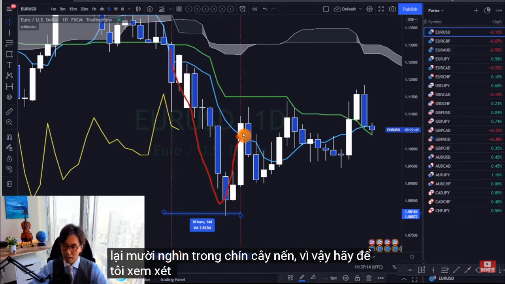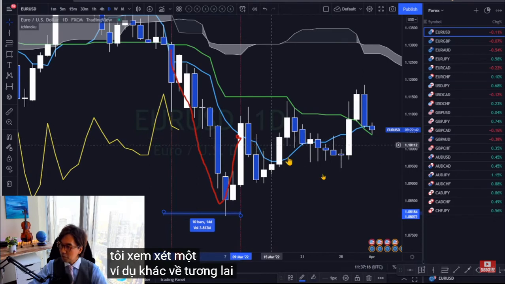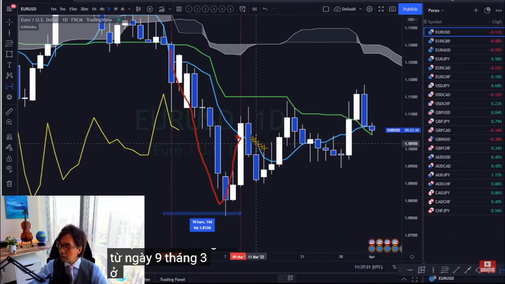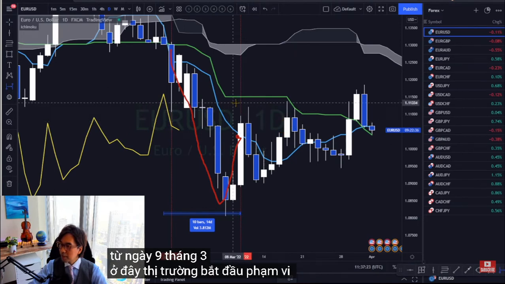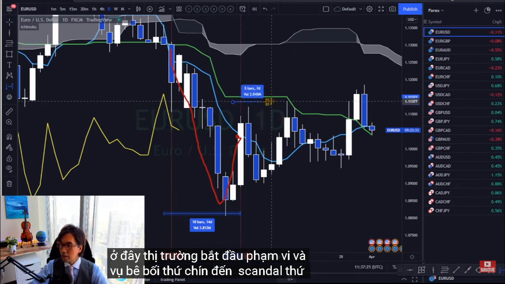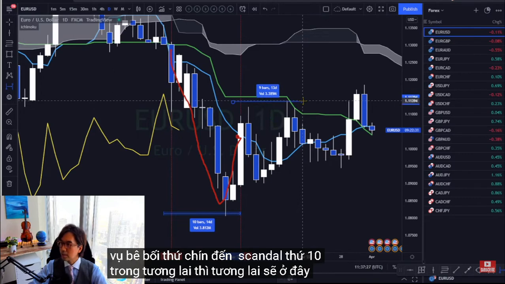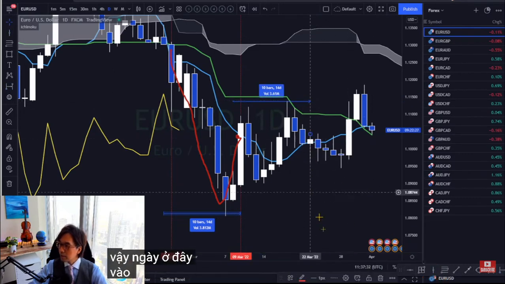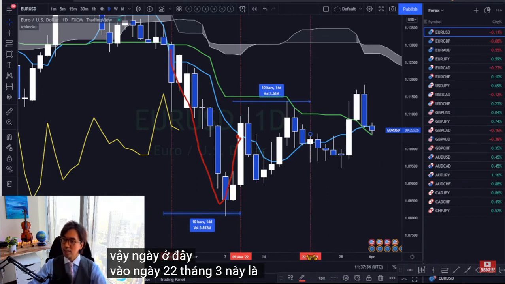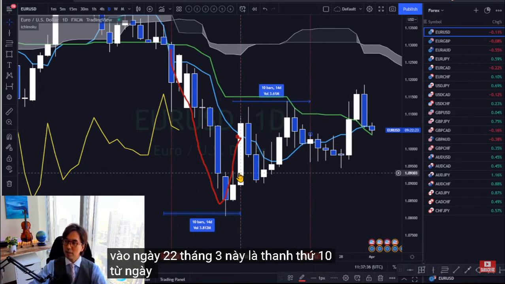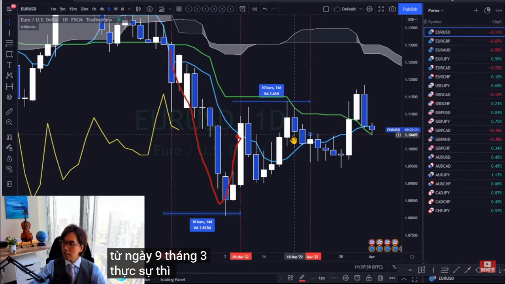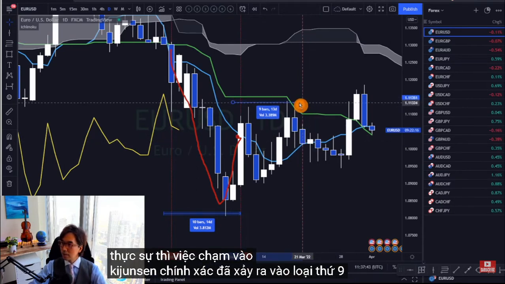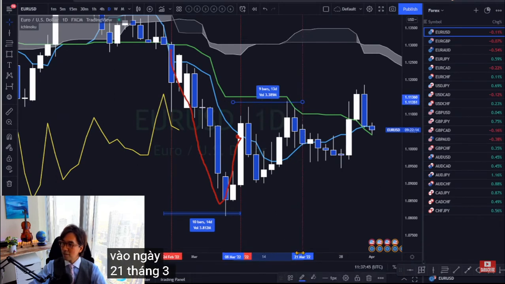So let me take a look at the other examples. To the future from the 9th of March, here the market started a range, and the 9th candle to the future, the 10th candle to the future will be here. So the date here, the 22nd of March, was the 10th bar from the 9th of March. Or actually, the touch of the Kijun-sen exactly happened on the 9th candle, on the 21st of March.